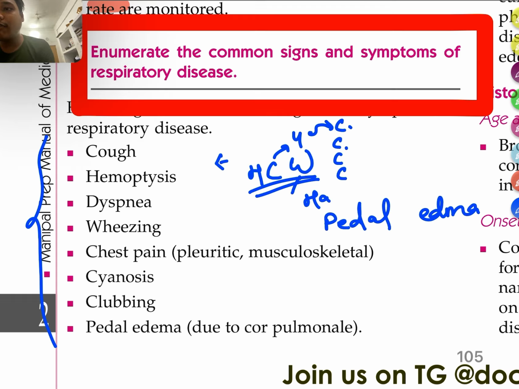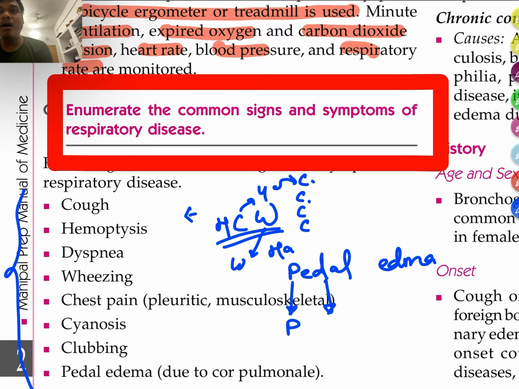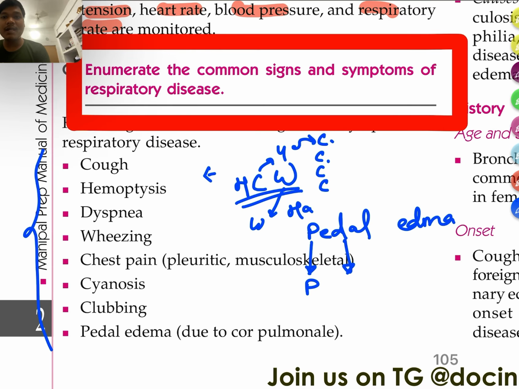Okay, and after that, worker, W is for wheezing. P is for pedal edema, and D is for dyspnea. What I have told: healthcare worker and a pedal edema. H for hemoptysis, C for cough, cyanosis, clubbing, chest pain, W for wheezing, P for pedal edema, and D for dyspnea. These are the common symptoms presented by our patient. Again we summarize: healthcare worker having pedal edema.